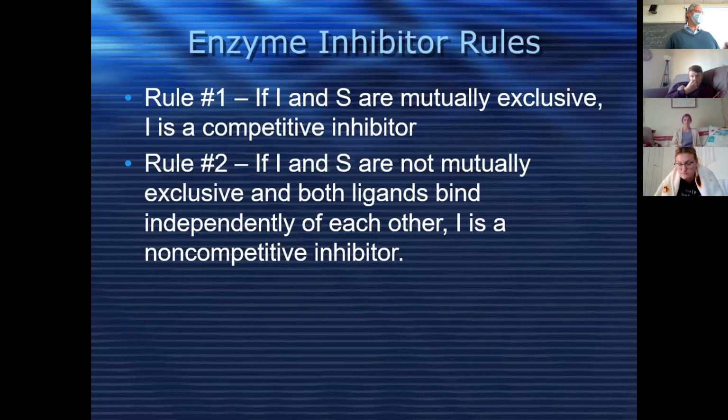So these are your rules from the book. If the substrate and the inhibitor are mutually exclusive, you have yourself a competitive inhibitor. If I and S are not mutually exclusive, and both ligands bind independently of each other, then you might very well have a non-competitive inhibitor.